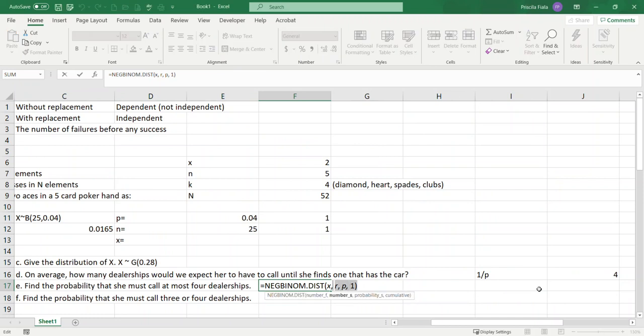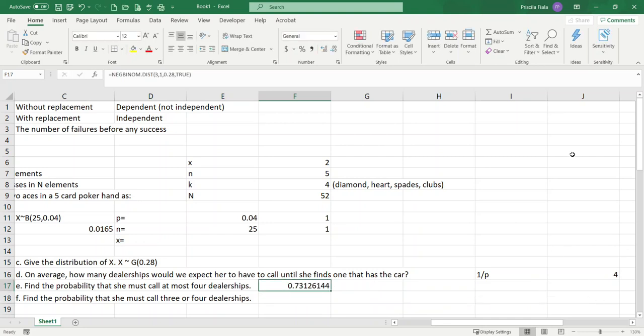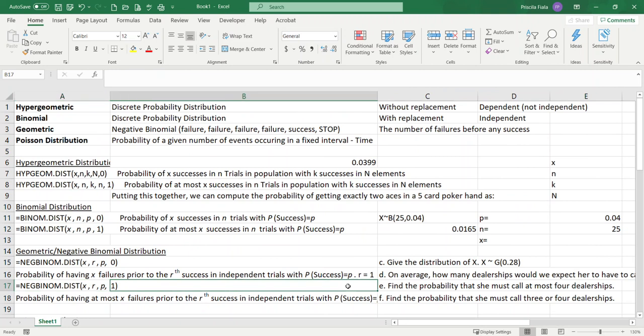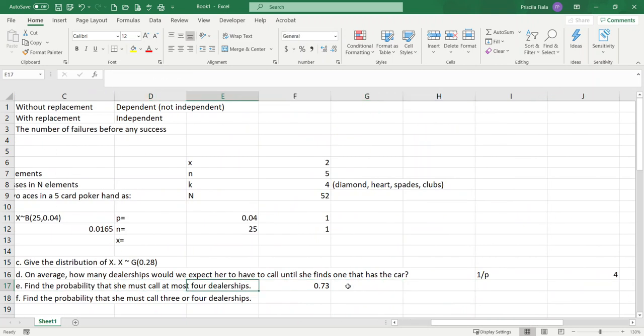My x is going to be at most, so we're not going to include 4. And then my r, which is the second one right here, is always going to be 1 for my success. My probability is going to be 0.28, and then we want a cumulative at most. So it's going to be the answer. It's about 73%. So the probability that she must call at most four is 73%.